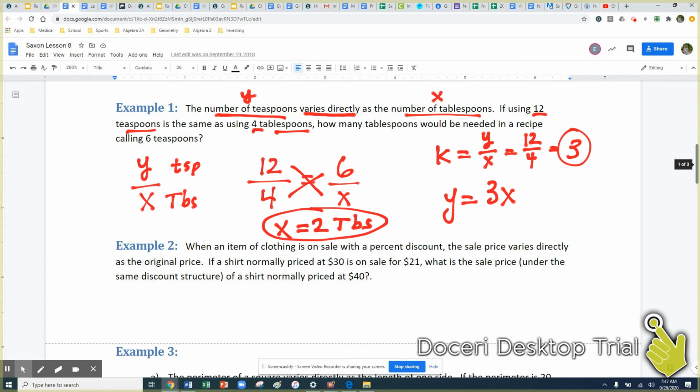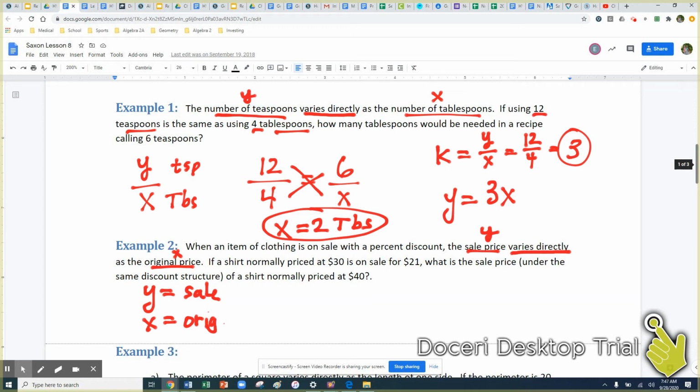Problem 2, we'll take a look at problem 2 as well. When an item of clothing is on sale with a percent discount, the sale price varies directly to the original price. So again, we are dealing with direct variation. We see this varies directly. So the sale price is going to be my y. The original price is going to be my x. The shirt is normally priced at 30 and is on sale for 21. What is the sale price under the same discount structure of a shirt normally priced at 40? So again, y is our sale price and x is our original price.